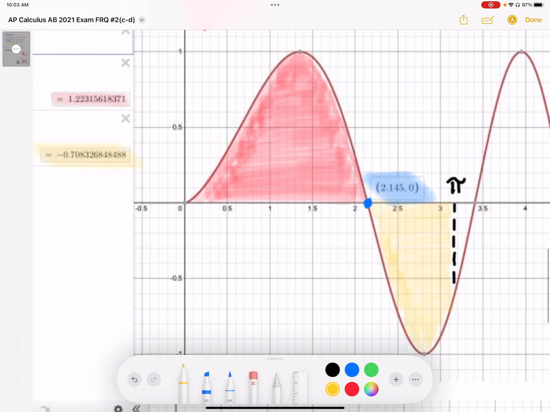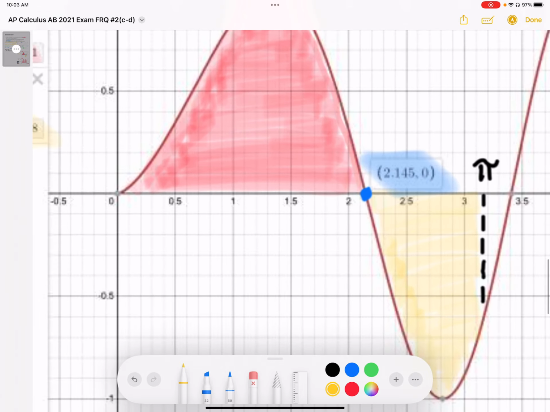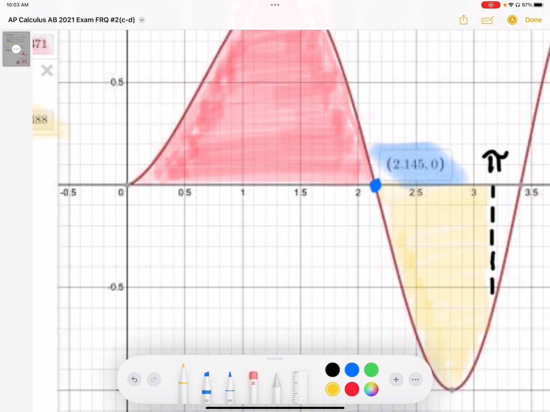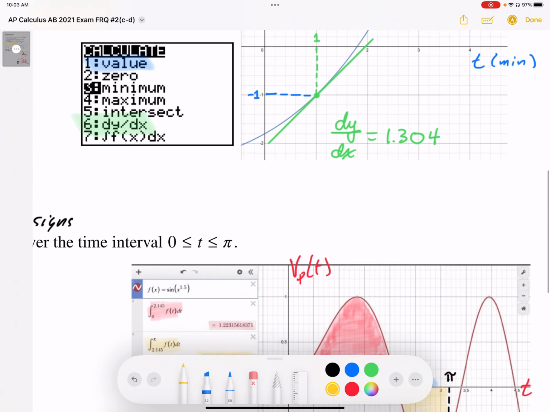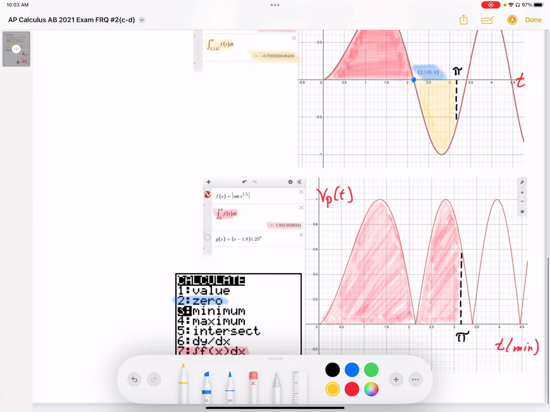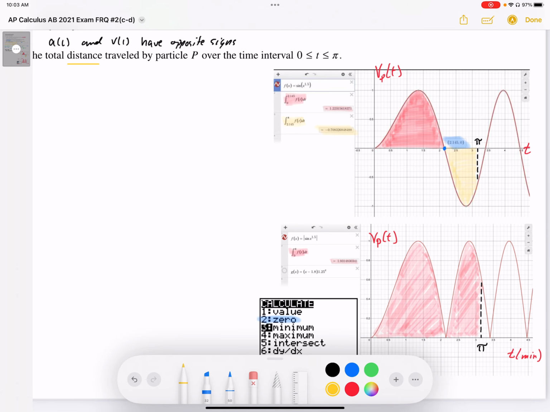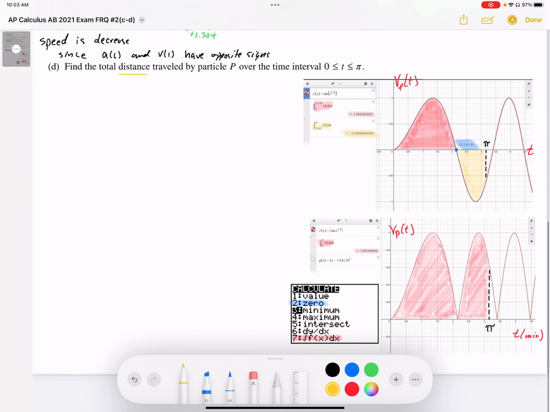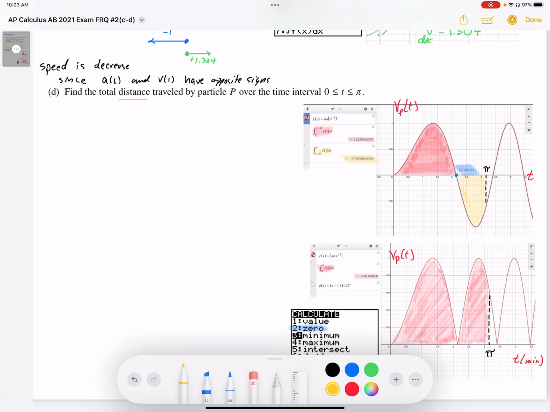To do that, we need to know at what point it crosses the x-axis. So that's the first thing we're going to do, is find the 0 of that point, and we're using our calculator to do this again. So we're using the 0, number 2 is 0. We're going to calculate the 0 as 2.145. And we want to then integrate from 0 to 2.145.